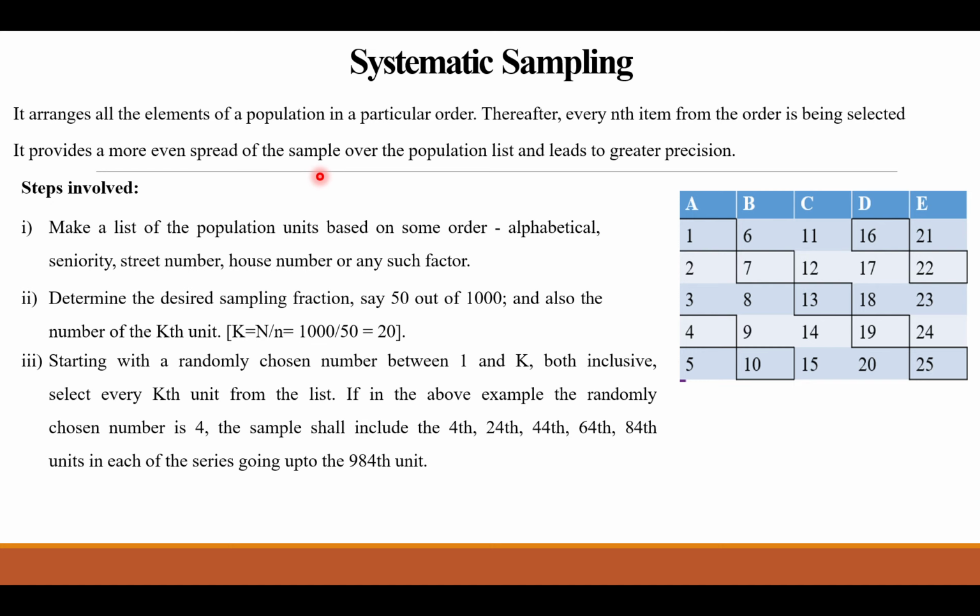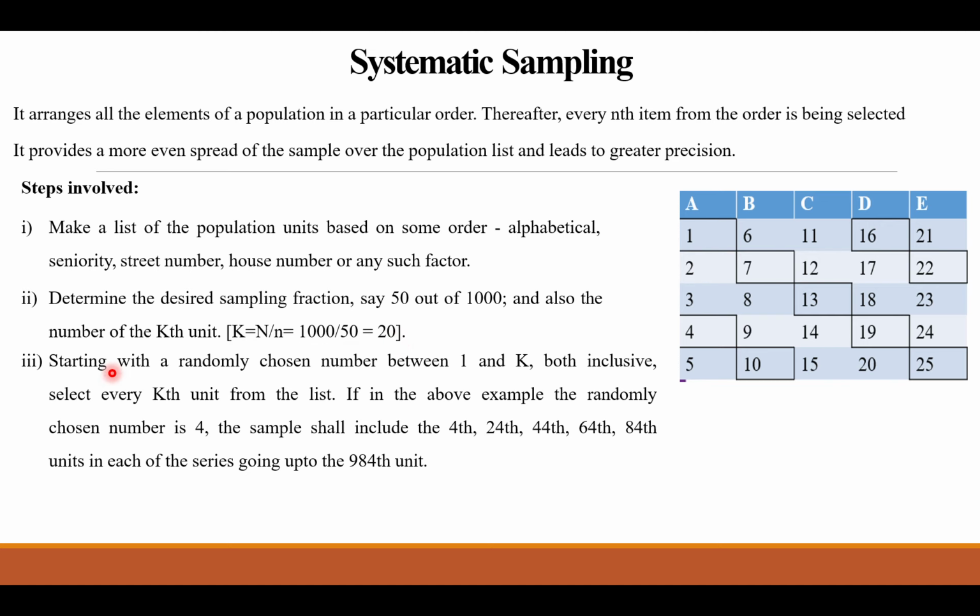Then systematic sampling. Systematic sampling is the arrangement of the items in a population in a particular order. Therefore, every nth item from the order is selected. It provides a more even spread of the sample over the population list and leads to greater precision. Steps involved: make a list of the population units based on some order, like alphabetically, seniority, street number, house number or any such factors.